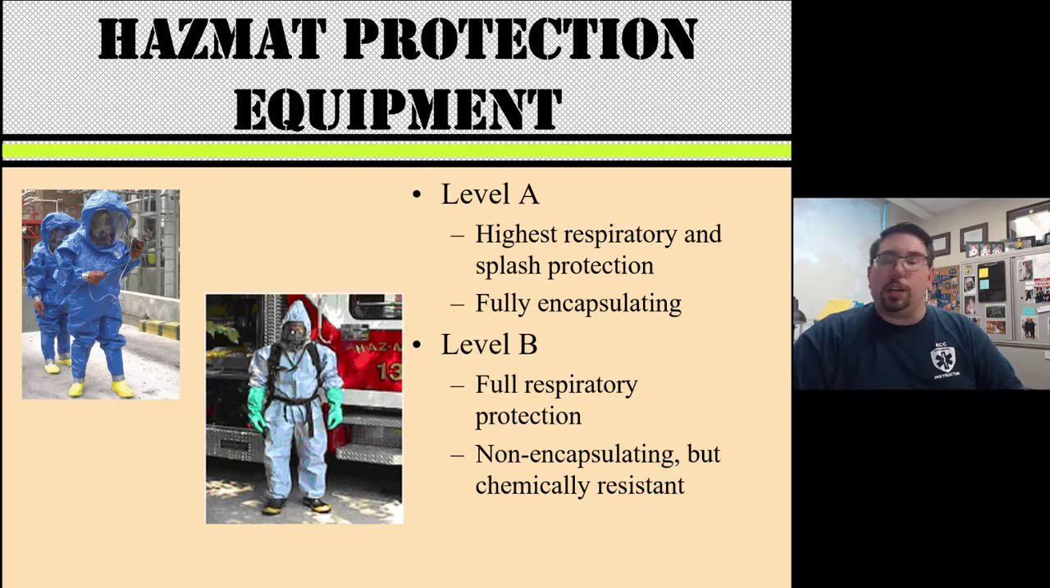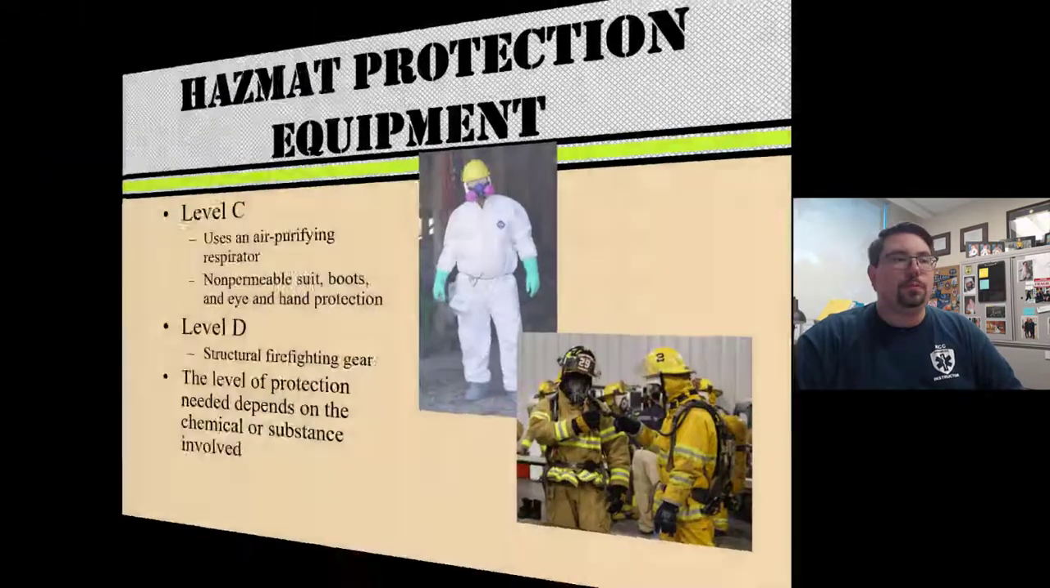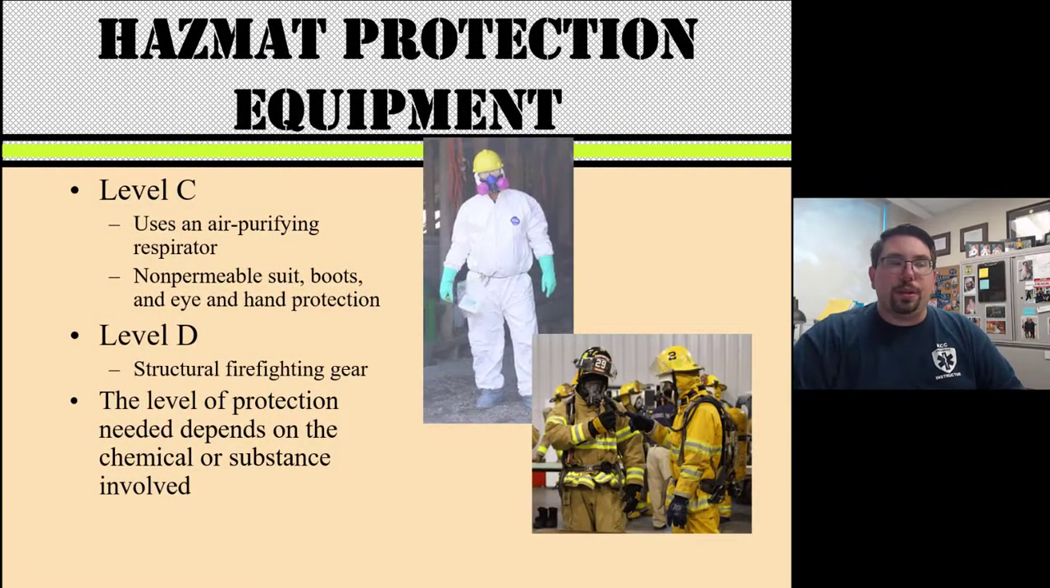Level B, these are full respiratory protection, but a non-encapsulating, chemical resistant type of suit. Level C uses air purifying respirators and non-permeable suits, boots, eye, and hand protection. And then level D is our structural firefighting gear. Again, primarily it's not going to provide much protection at all against the hazard to the provider. Oftentimes it actually may become contaminated because of the absorbing or wicking of any type of hazardous materials by the structural firefighting gear.